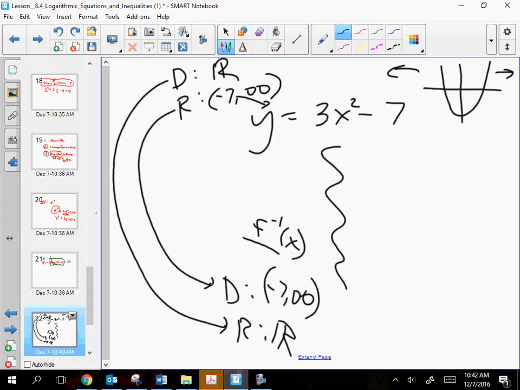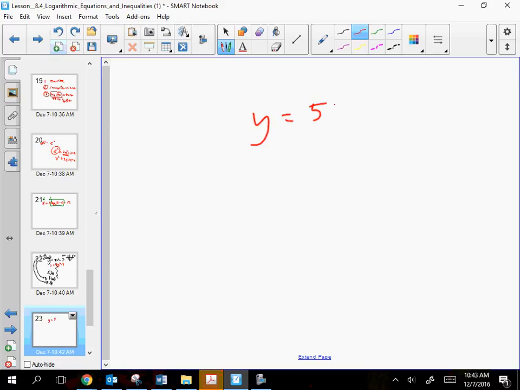Okay, but what about this finding the inverse thing? You told me correctly that I'm supposed to switch x and y. So I'm going to say x equals 3y squared minus 7, and then you would solve that. I'm going to go to a simpler one again. Everybody, please find me the inverse of that.